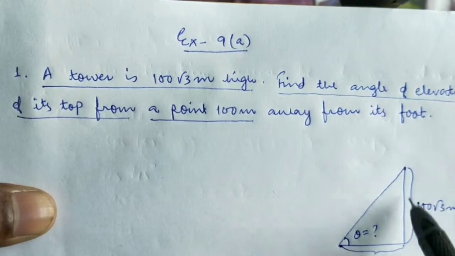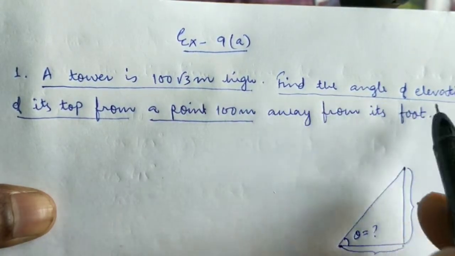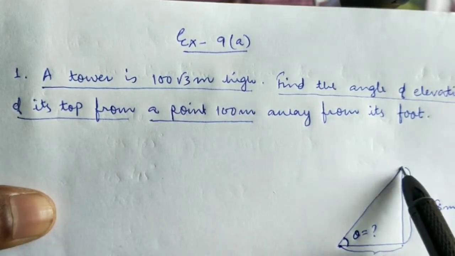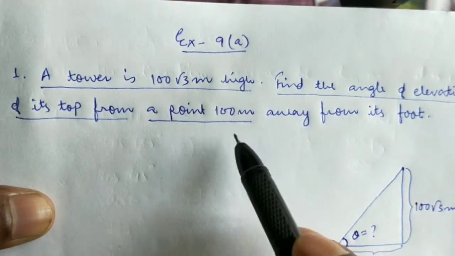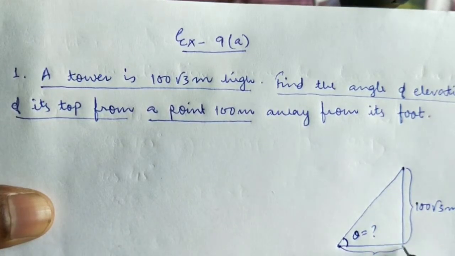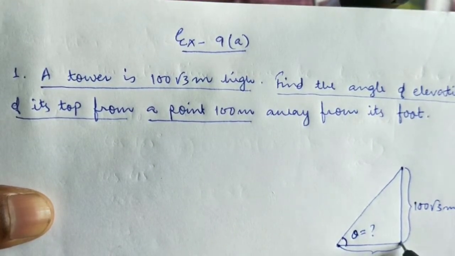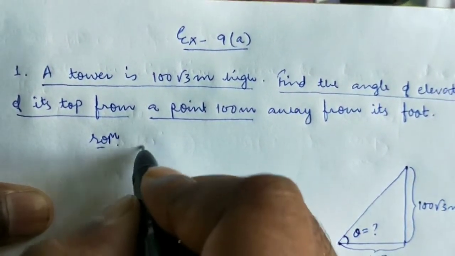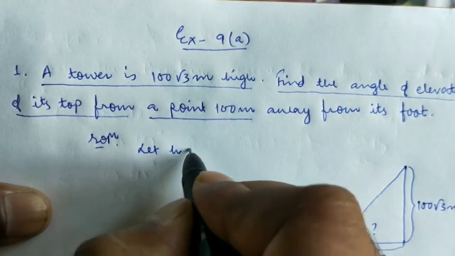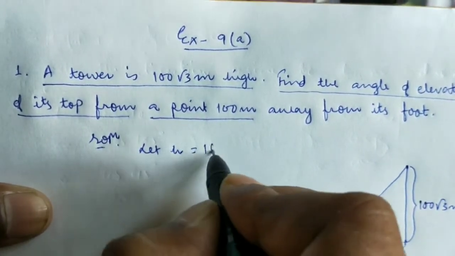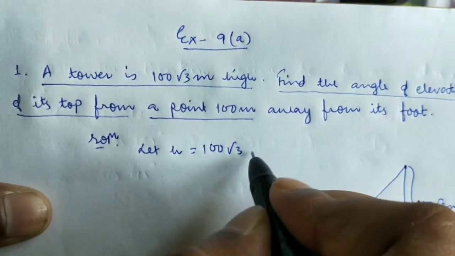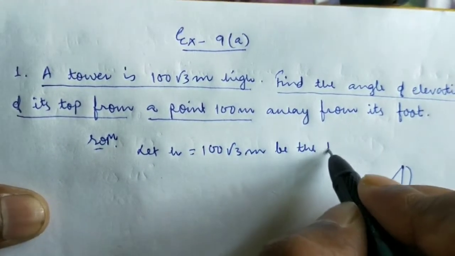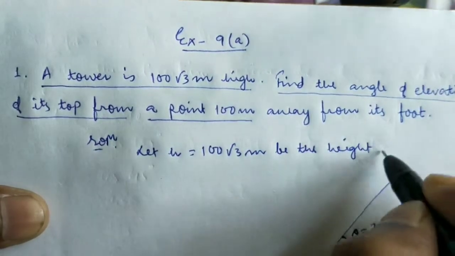So if we consider the angle as theta, we need to find theta is equal to what? So a tower is 100√3 meter high. Then we need to find the angle of elevation from a point 100 meter away from its foot. That means if we consider the angle as theta, we need to find the value of theta. Okay. So first we'll consider the height of the tower as h, and let h equal 100√3 meter. Since the height is given in the question, h equals 100√3 meter, the height of the tower.